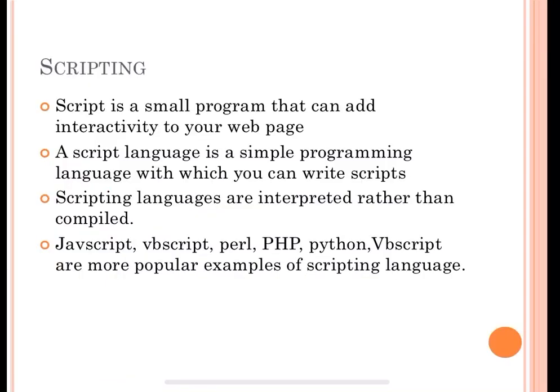First we'll start with what exactly scripting is. A script is a small piece of program that can add interactivity to your web page. For example, it can generate a pop-up alert box message, and you can also create a drop down menu with the help of script. A scripting language is a simple programming language with which you can create scripts. These scripting languages are interpreted rather than compiled.